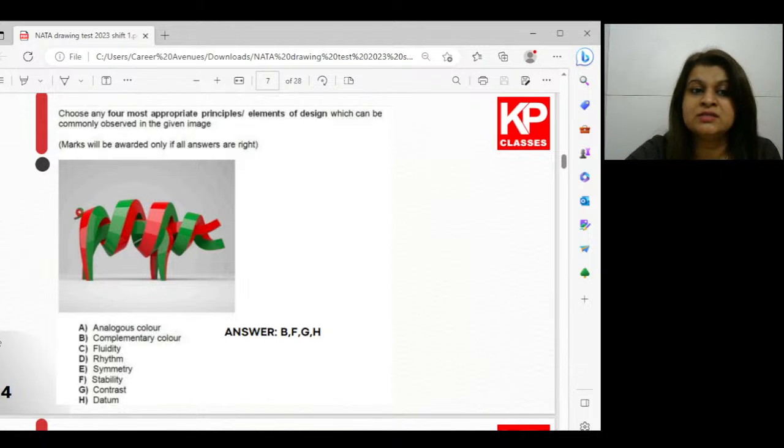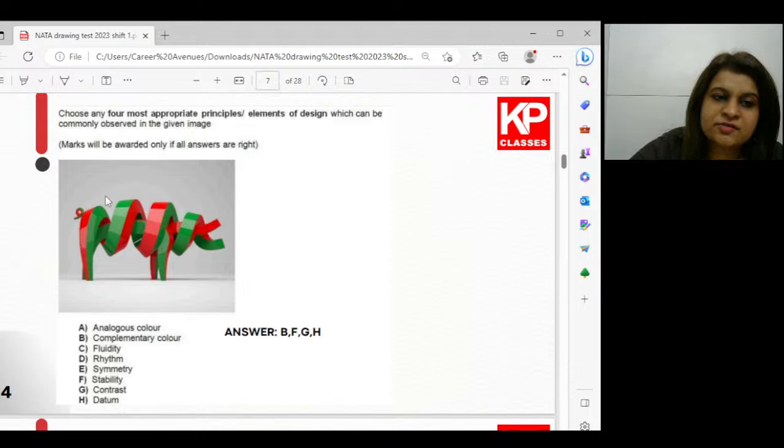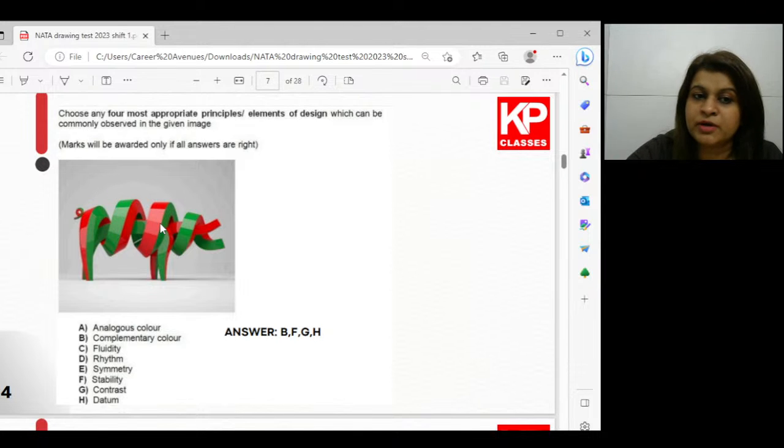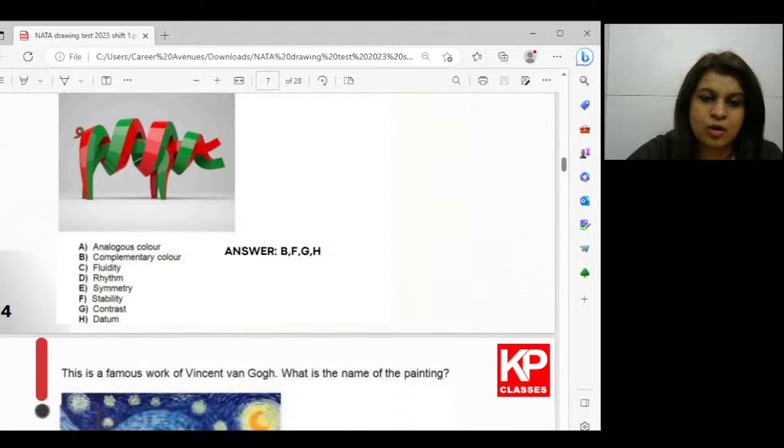And datum means where a particular image or particular element follows a line, right? If you see there is a line which is being followed over here, if you could see my cursor over here, and the rest of the elements are forming around it. So it creates a line, it creates a movement in a particular image or composition.